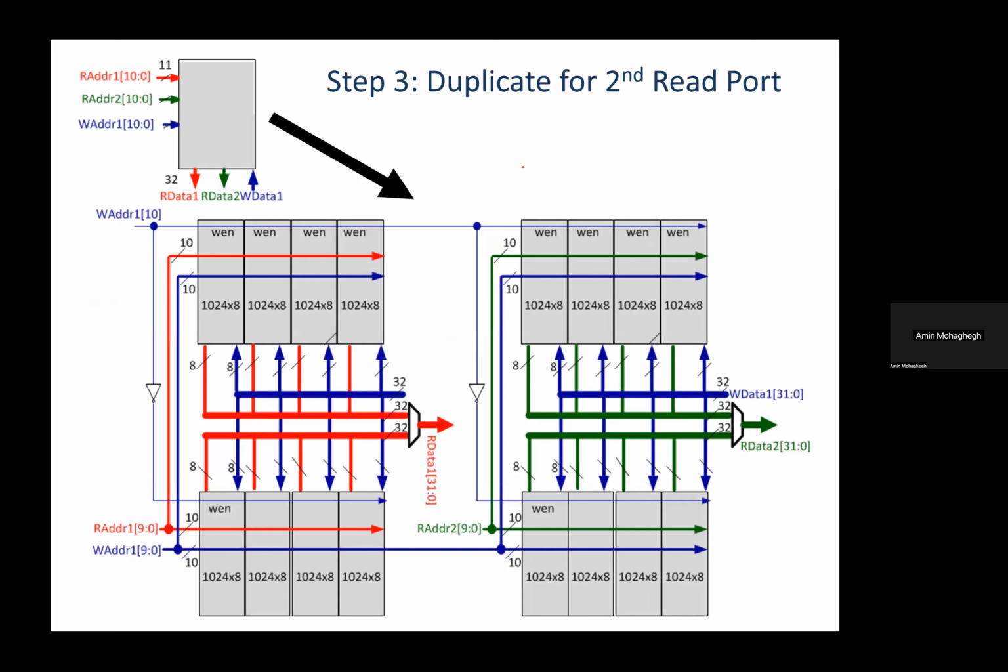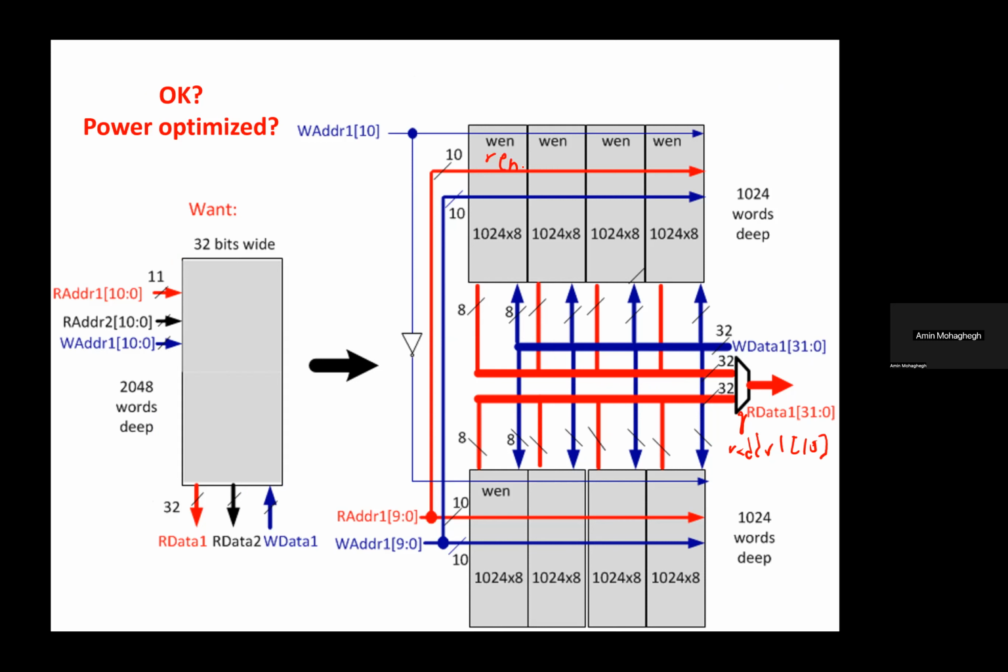Okay, so we're almost done, but what we just built, let's go back and look at it. We have the right number of words. We have the right word width, but we don't actually have the right number of ports. What we have right now is we built 1 read address, 1 write address, and we don't have that second read address.